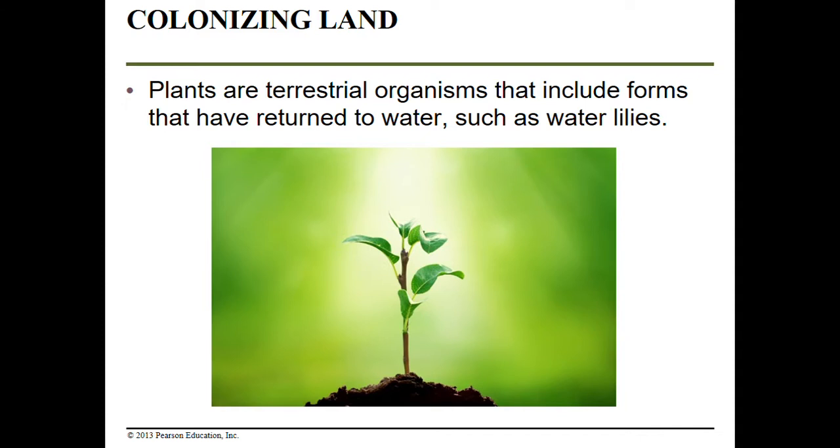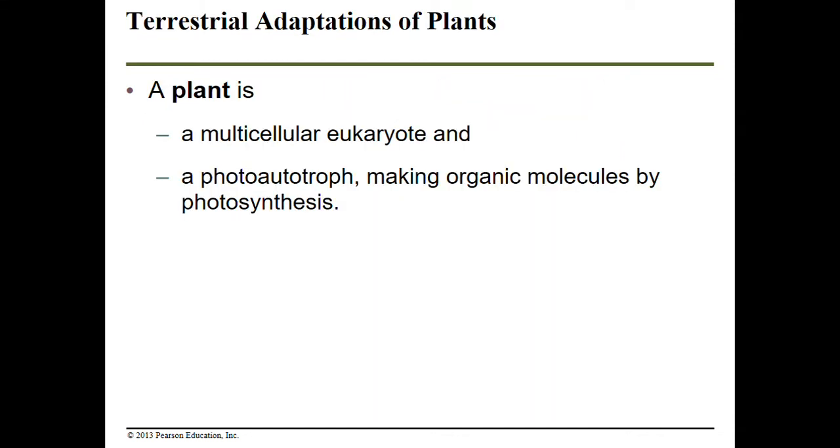To colonize land, so to move onto land, plants had to have different adaptations. For example, they needed to reduce water loss, they needed to reproduce differently, etc. And we're going to look at some of those different evolutionary adaptations in different types of plants. So a plant is a multicellular eukaryote, and it's a photoautotroph. Photo means light, auto means self, troph means eating or how it eats. This is also known as photosynthesis, making organic molecules via photosynthesis, and we've already talked about this, so I won't delve into it today.